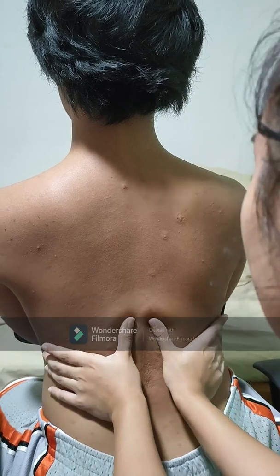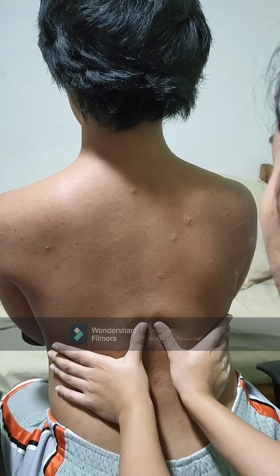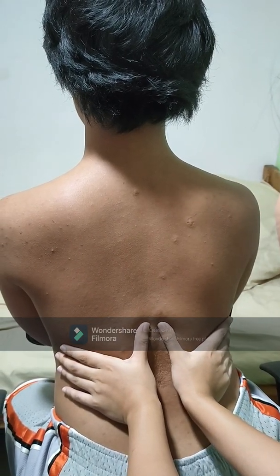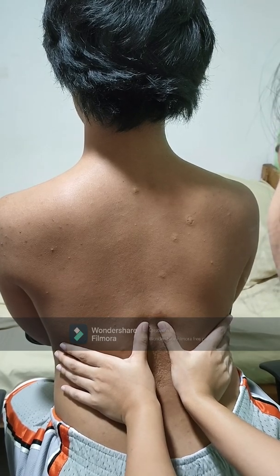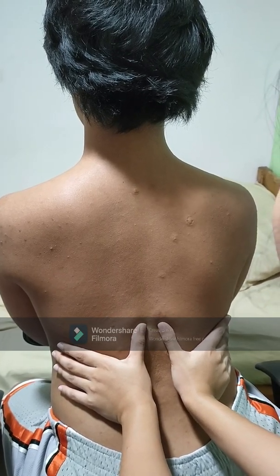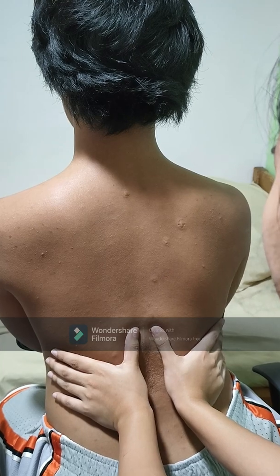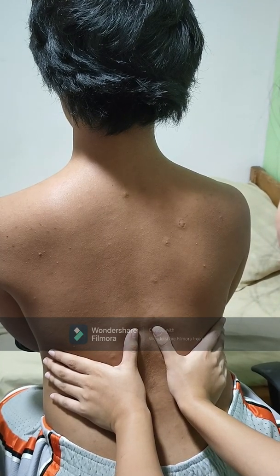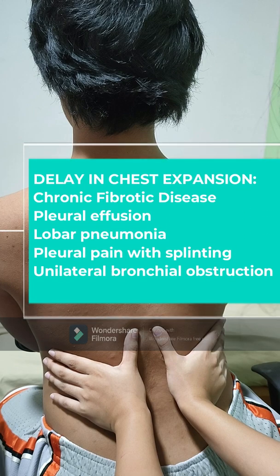Ask the patient to inhale deeply. Watch the distance between your thumbs as they move apart during inspiration, and feel for the range and symmetry of the ribcage as it expands and contracts. Causes of unilateral decrease or delay in chest expansion include chronic fibrotic disease of the underlying lung or pleura, pleural effusion, lobar pneumonia, pleural pain with associated splinting, and unilateral bronchial obstruction.